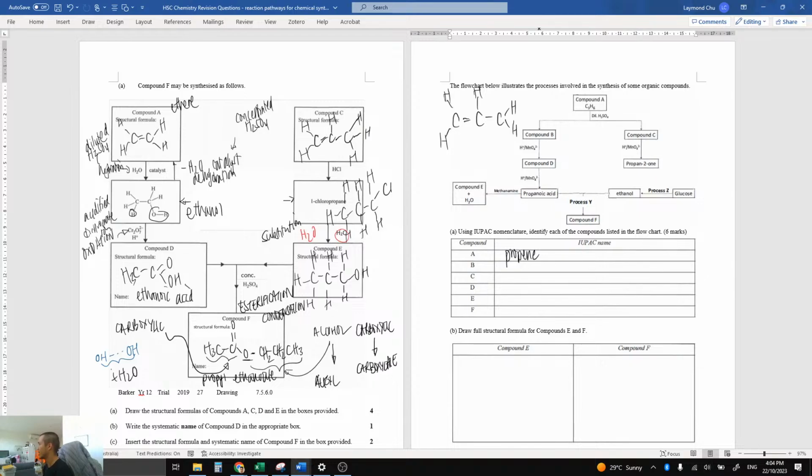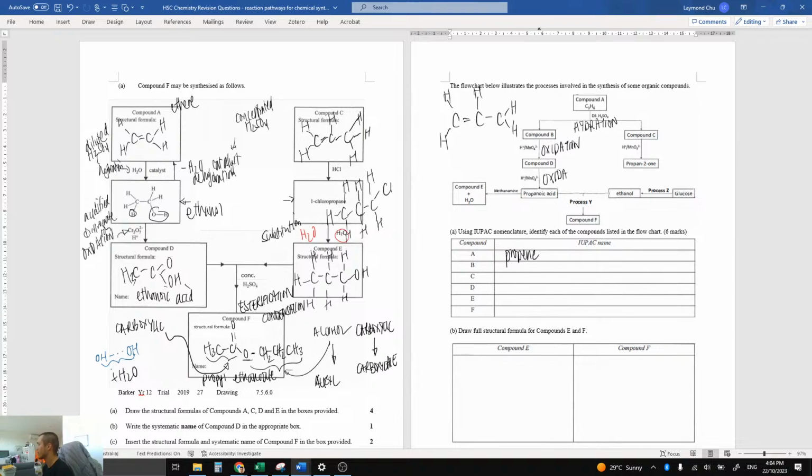B, let's go down this way, left to right. Dilute sulfuric acid. So this one is a hydration reaction. Dilute, okay? Remember that. Dilute means hydration. Concentrated means dehydration. So we go to compound B, which oxidizes. Now this is an oxidation reaction.